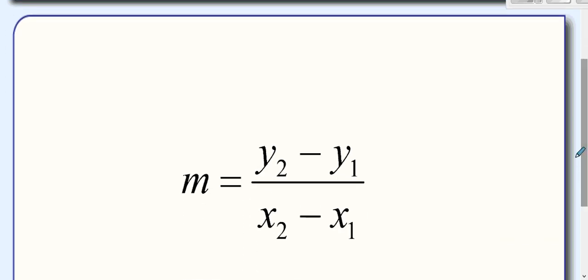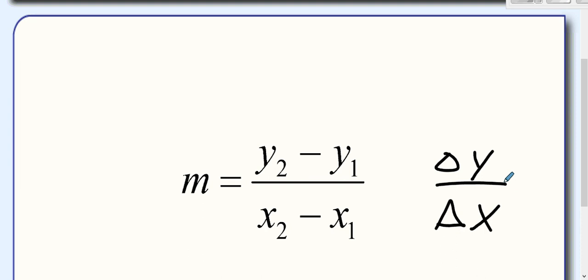So first, slope formula. Slope is y2 minus y1 over x2 minus x1. Sometimes this is just written as the difference in y's and the difference in x. Sometimes you'll see this symbol, it's the change in y over the change in x. Eventually you'll see that. For right now, it's okay if you just think of it as y2 minus y1 over x2 minus x1.